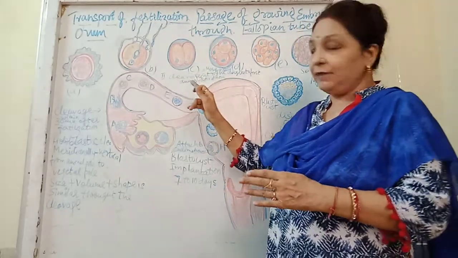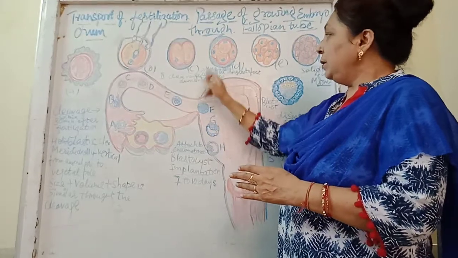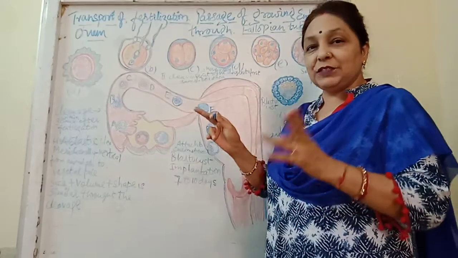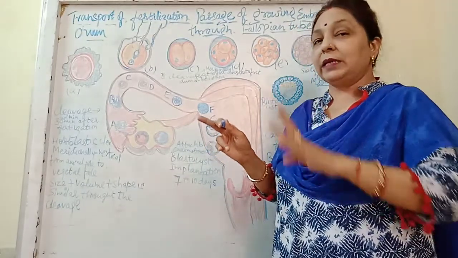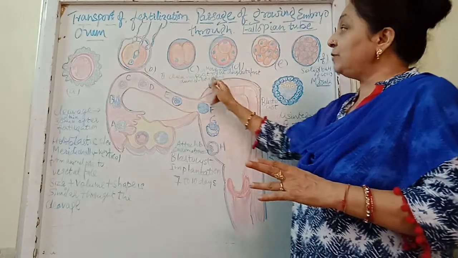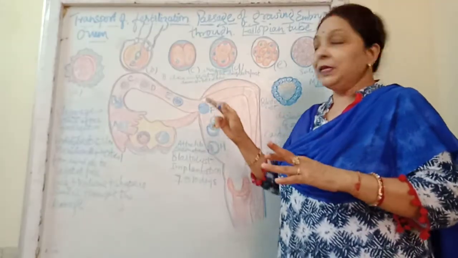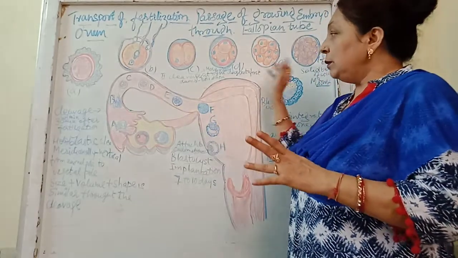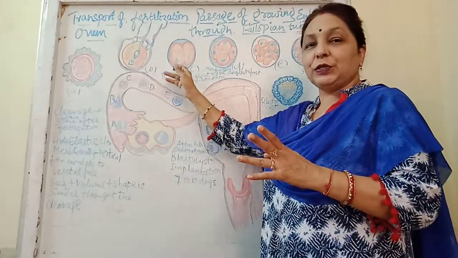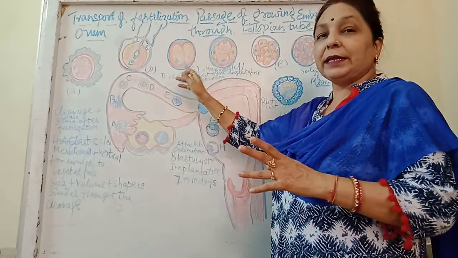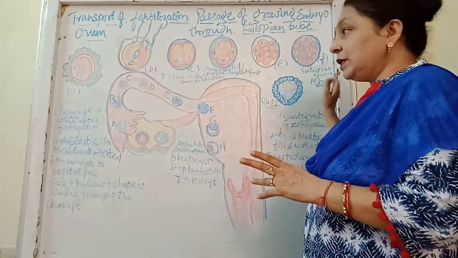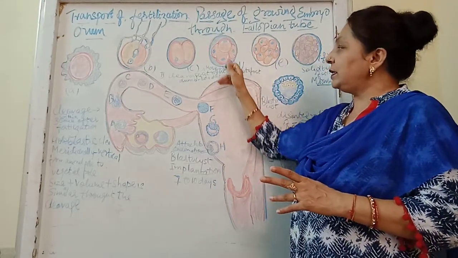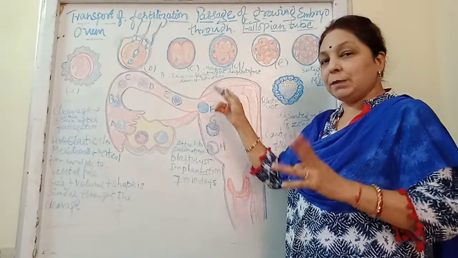Now the second cleavage will also be meridional, at right angles to the first one, and there is formation of a dumbbell shape. Here you can see the formation of the dumbbell shape. Therefore, in the process of cleavage, the number of cells will be 2, 4, 8, 16, 32.